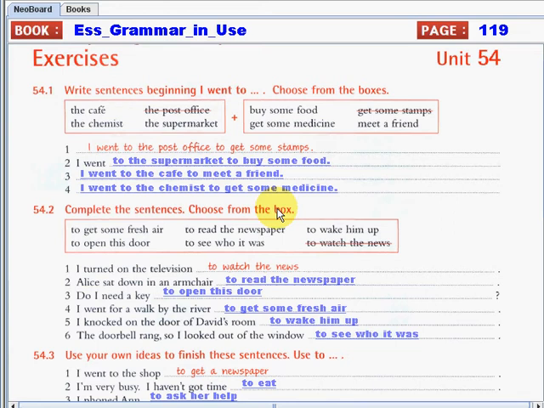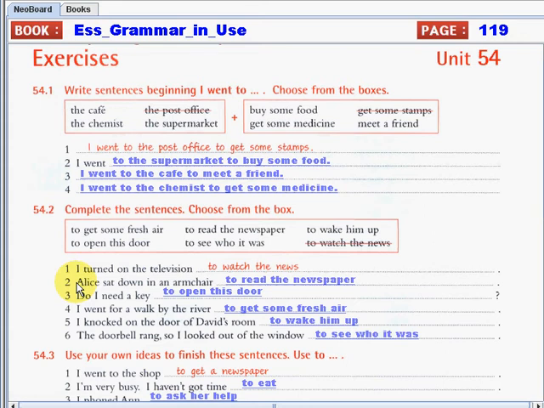So on 54.2, you will choose in this box what is the correct or appropriate continuation of each sentence here. So let's look at number 1. I turned on the television. Okay, so the word television. What can you do with a television? Is it fresh air? Open this door? Read the newspaper? See who it was? Wake him up or watch the news? Okay, very good. So that is to watch the news. So I turned on the television to watch the news.